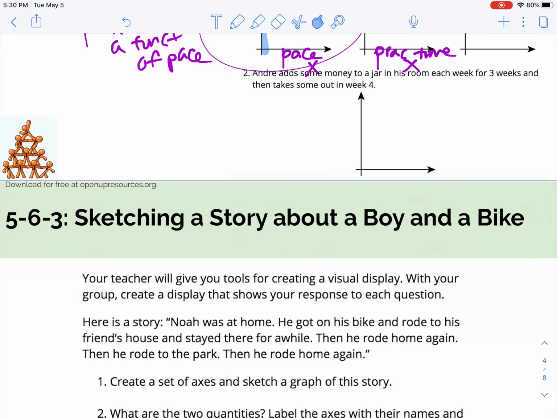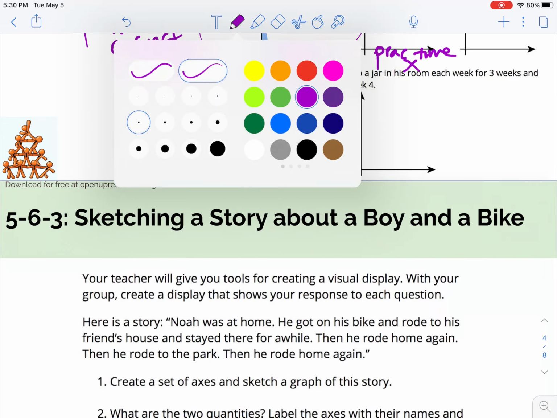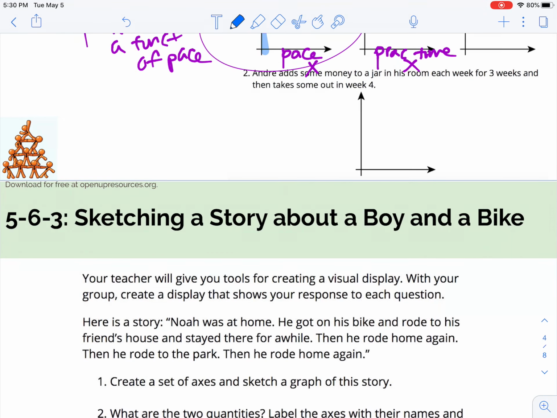Okay. Andre adds money to a jar in his room each week for 3 weeks, and then he takes them out in week 4. So they want us to draw this. Okay. So let's start by labeling the graph. Let's say we put weeks on the x, or the independent variable, and let's say we put money on the y, or the dependent variable, like that.